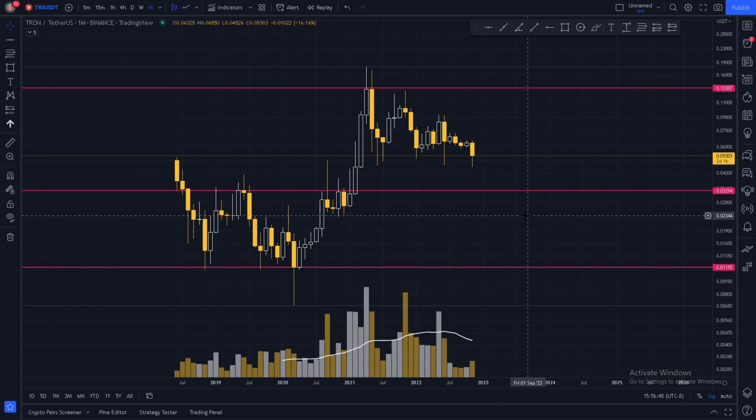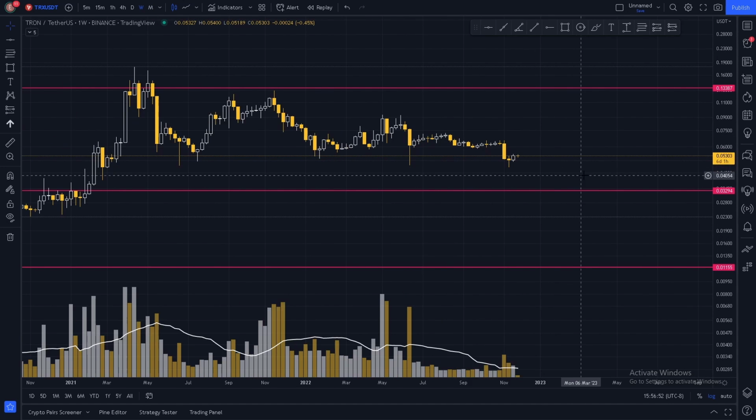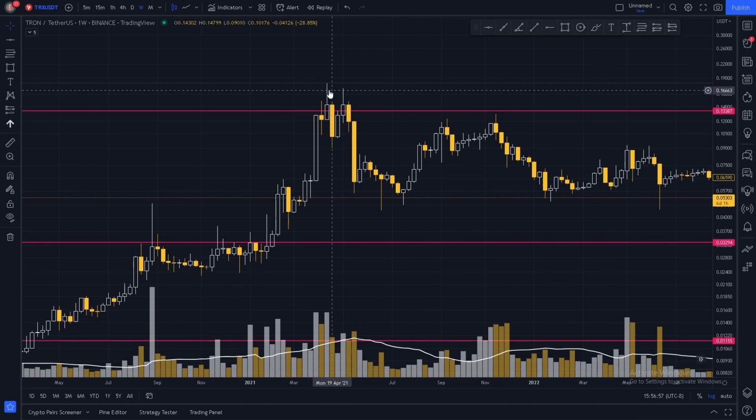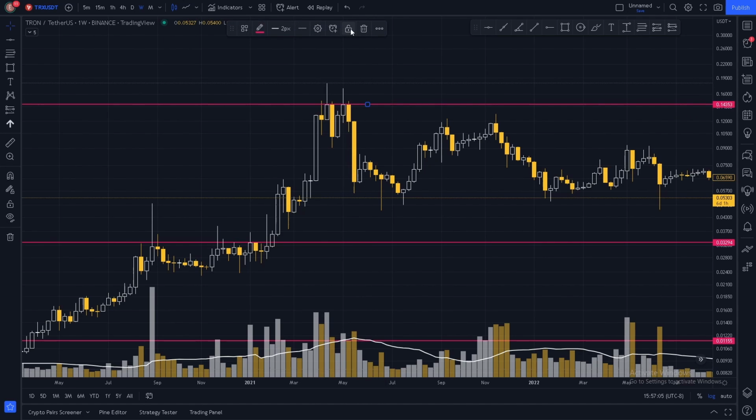Now, let's go ahead and hop to the weekly so we can see more price action. So, here on the weekly chart, look at what we see. We see a double top pattern forming at the key monthly level. So, we're going to fine tune this to the weekly candle closes.